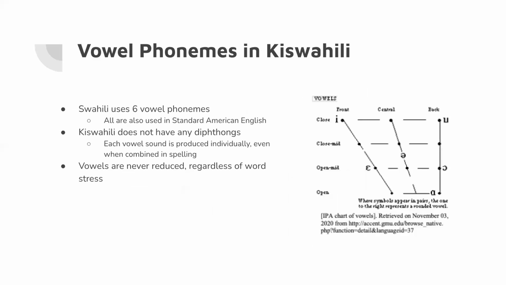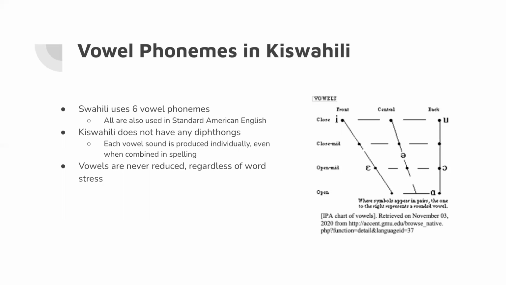And then moving on to the vowel phonemes in Kiswahili. So all 6 of the vowel sounds used in the Kiswahili language can also be found in the English phonemic alphabet. So by only using 6 vowel sounds total in the language, you can see that it's a little more limited, especially when compared to a standard American English speaker, which uses 14 phonotactic vowel sounds. And those vowel sounds consist of 9 pure vowel sounds and then 5 diphthongs. And the biggest difference between Kiswahili and English is Kiswahili does not use any diphthongs.